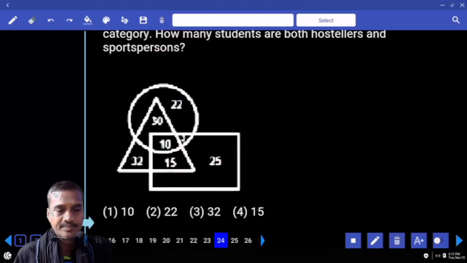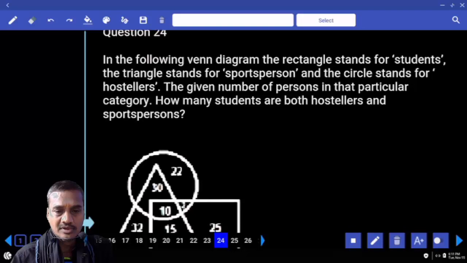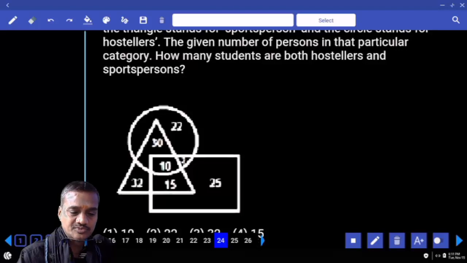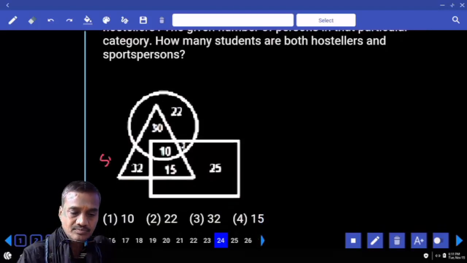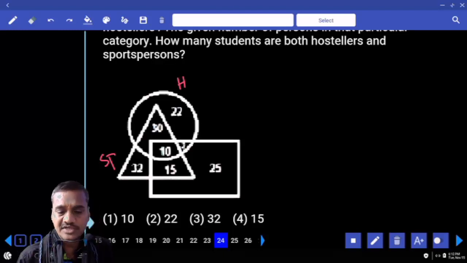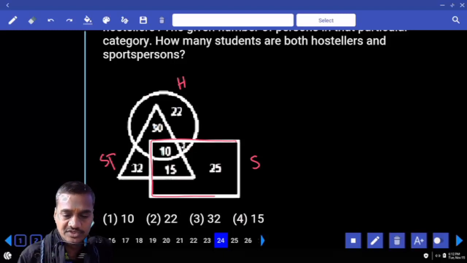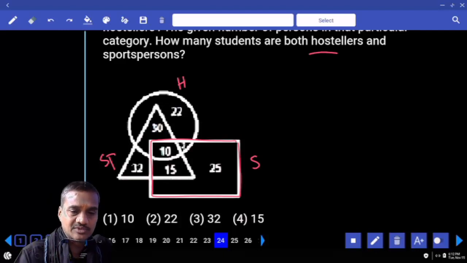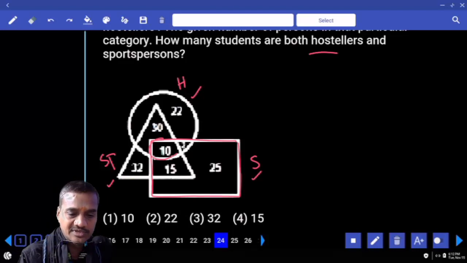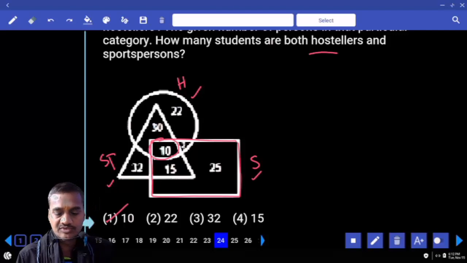Then 24, now triangle stands for what? Sports person. Circle, hostlers, and triangle, sports person. And what is the next category we have? And Venn diagram, students. And rectangle stands for students. Then how many students? Now here he is talking about the students, means this region where both the hostlers as well as sports persons are. That means the region which is common for circle, triangle as well as this rectangle. What is the element that is common? 10. And so 10 is the answer, choice 1, question number 24.